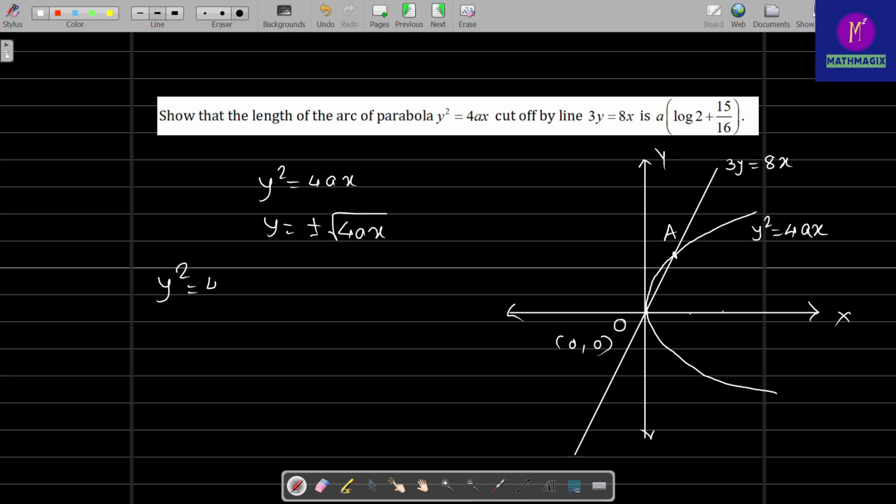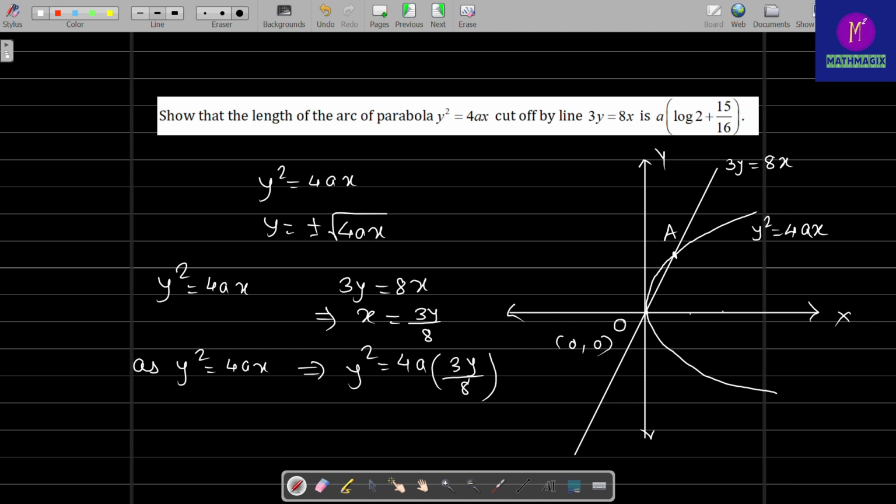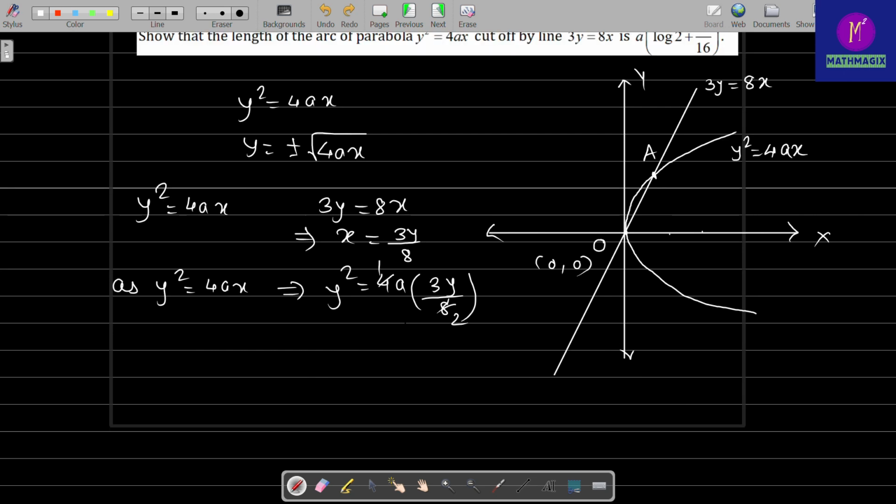y square equals 4ax, and the other equation that I have is 3y equals 8x. So x is clearly 3y upon 8. Now let us substitute this value of x equals 3y by 8 in this equation of a parabola. So as y square equals 4ax, that implies y square is equal to 4a times 3y by 8, where I am substituting the value of x here.